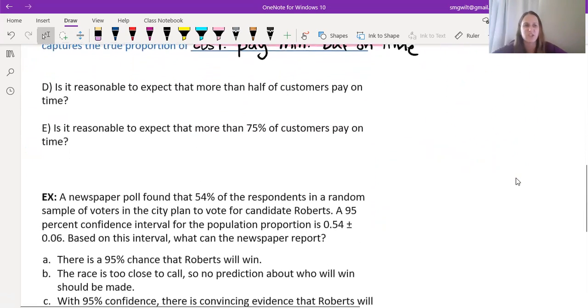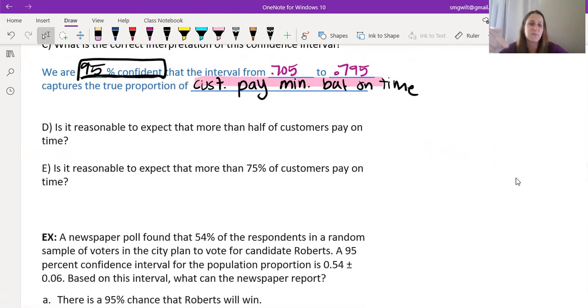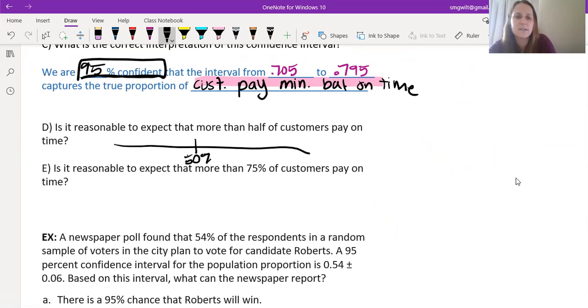So then you'll have some interpretation. Is it reasonable to expect that more than half of the customers pay on time? We talked about this being 70.5% to 79.5%. Both of those values are more than half, right? If I think about this as a continuum, and I've got 50% here, my interval goes from 70.5 to 79.5. So my entire interval is more than half. So this one would be a yes.